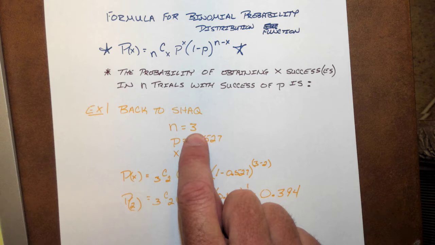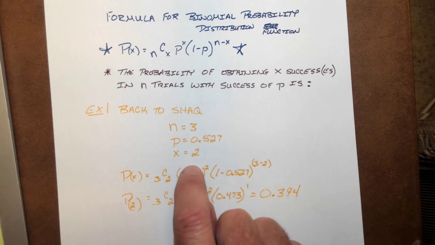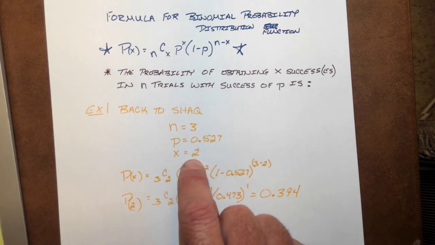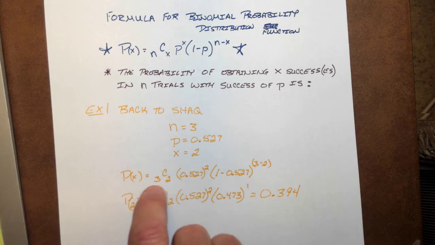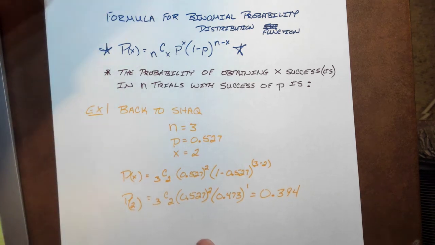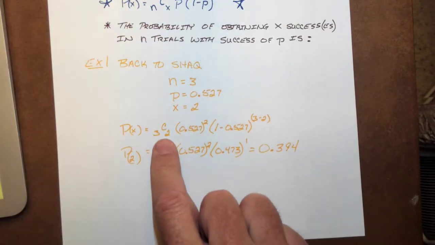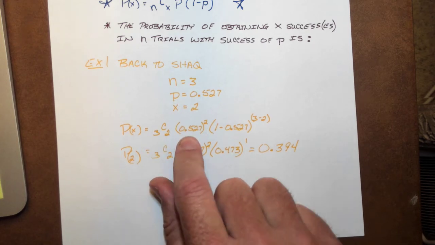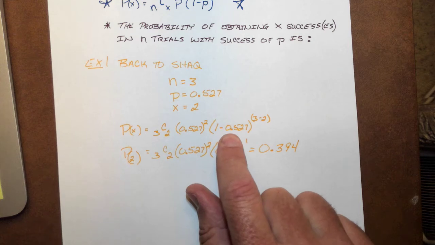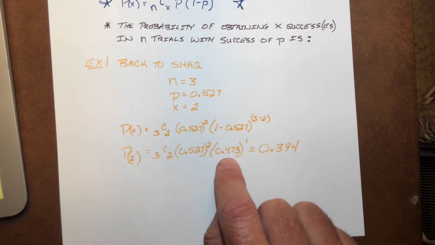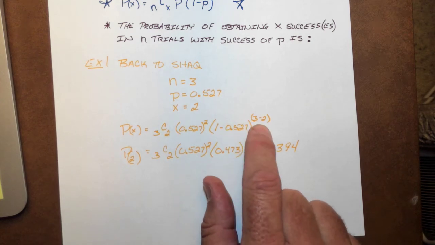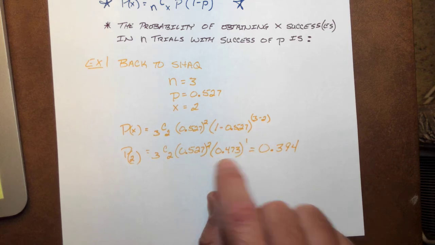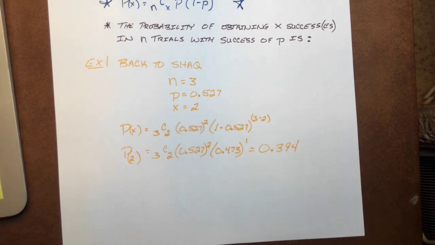Number of trials, probability of succeeding, and what we want. We want 2 makes. So we'll set this problem up as such. Combination, 3 attempts, 2 we want. Probability of success, complement, or in other words, I just did a little bit of work here, raised to that power. We still get our same decimal of 0.394.